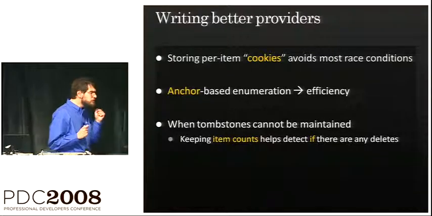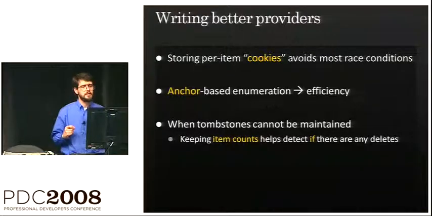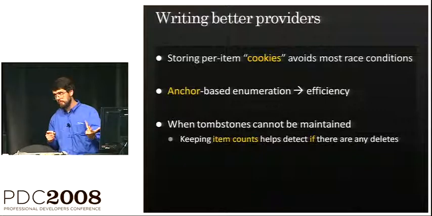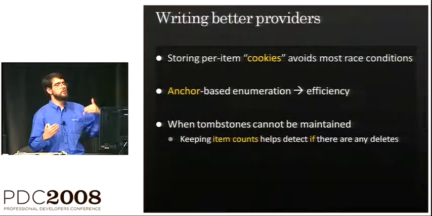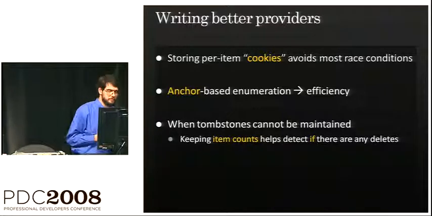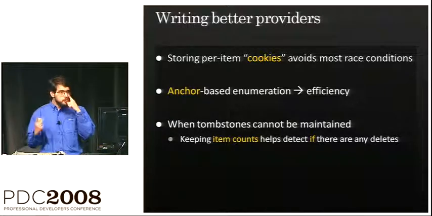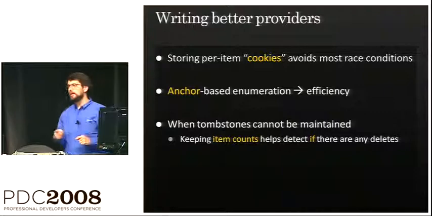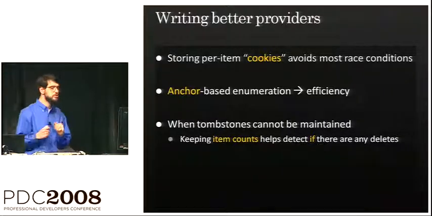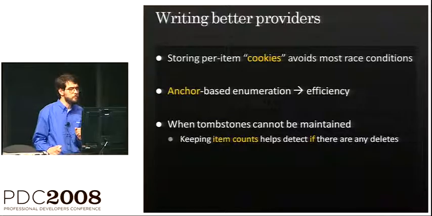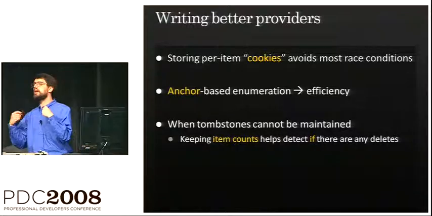But it is often difficult to do so, because one of the things that an anchor-based provider needs to do is store tombstones and be able to enumerate which items got deleted since last time. If your store cannot do that, it turns out that there's something else you can do that is not as good, but still helps greatly in optimizing performance, and that is keeping item counts.